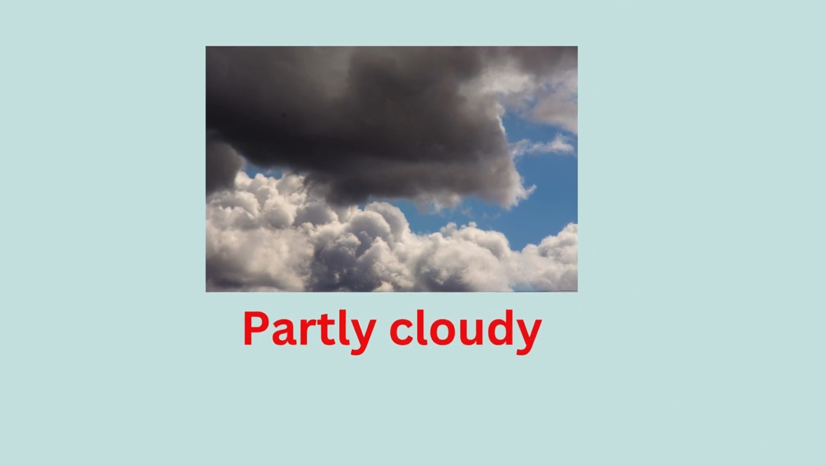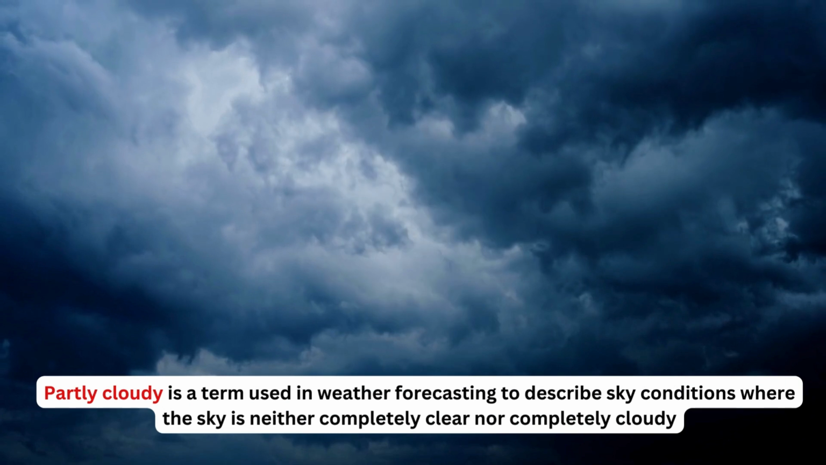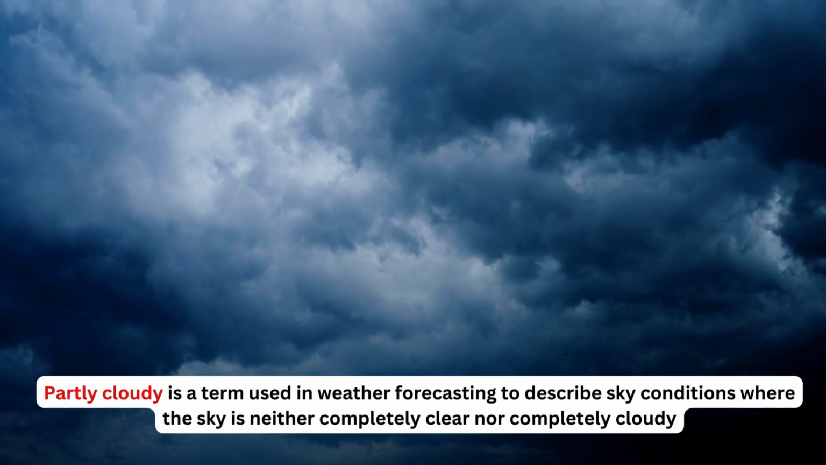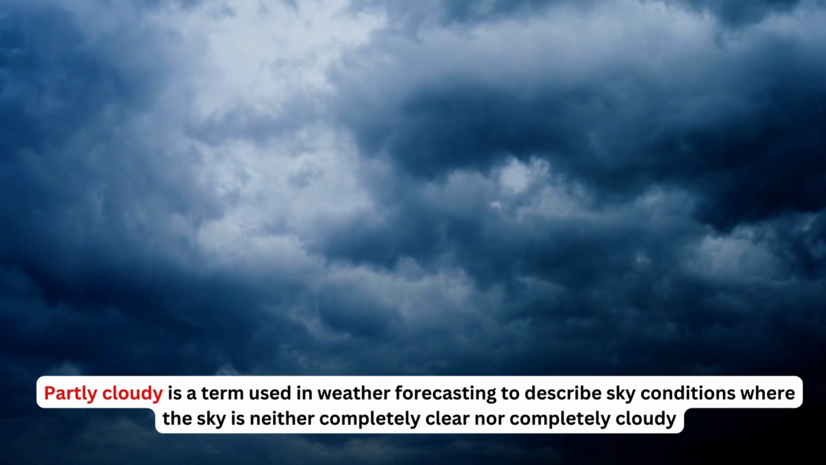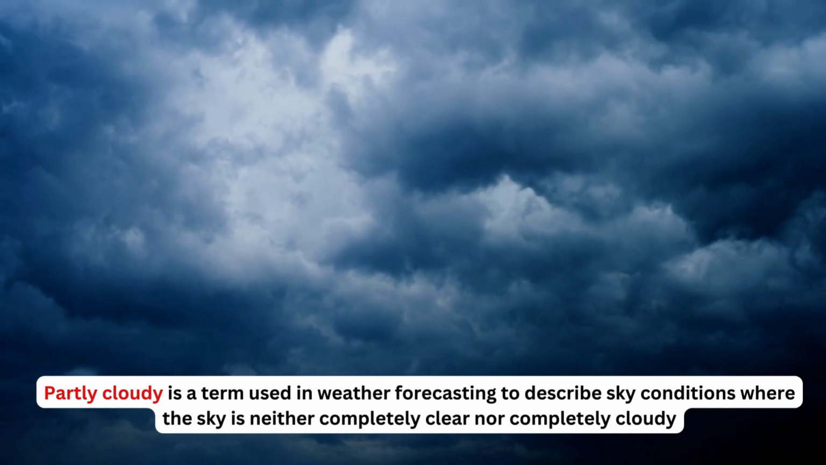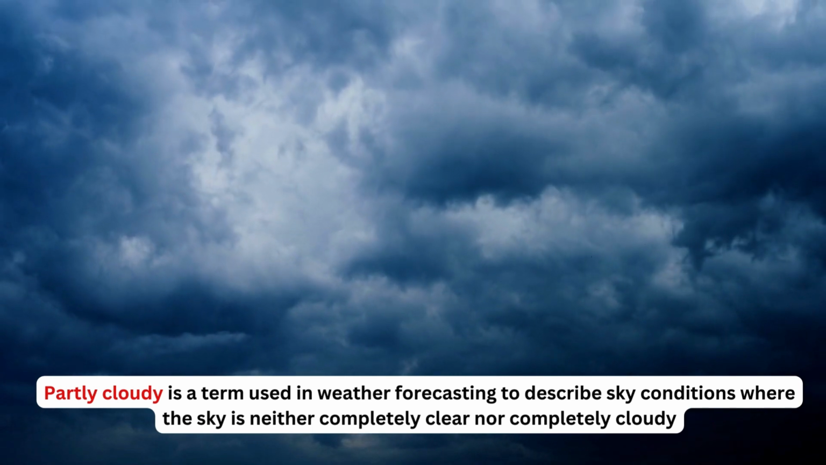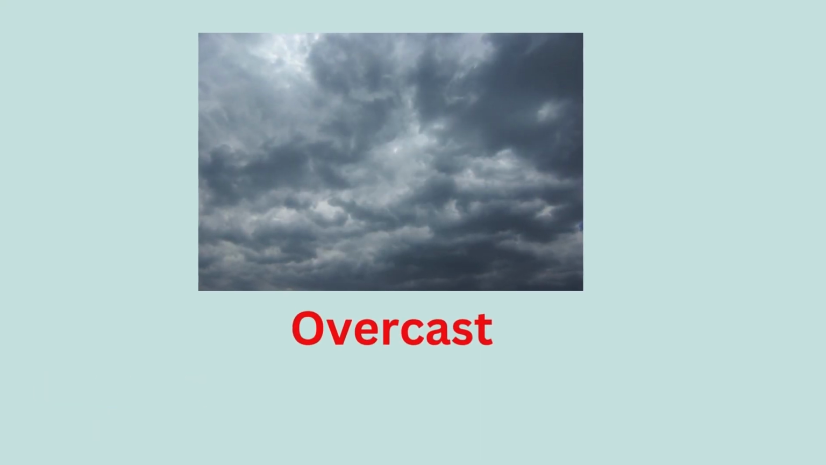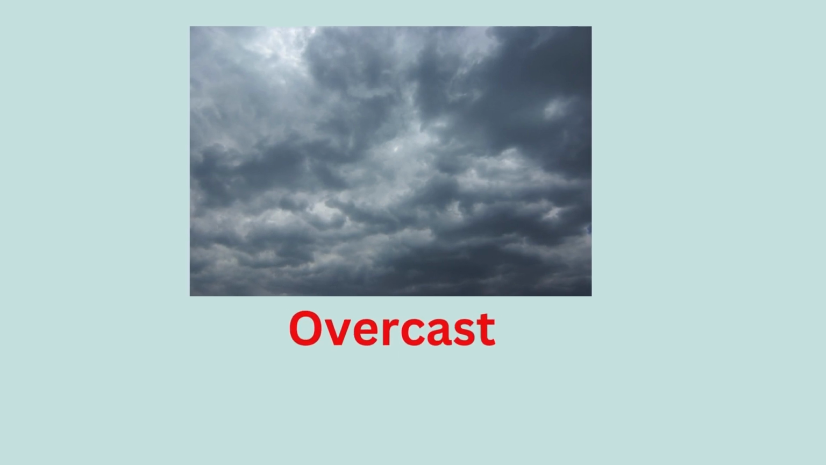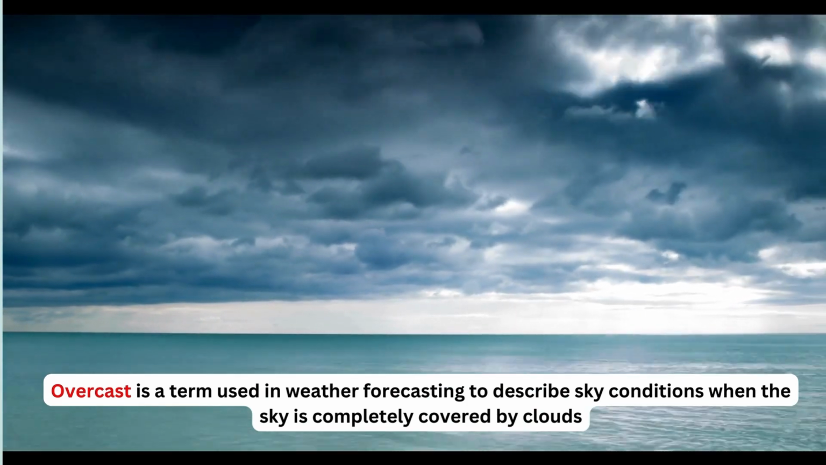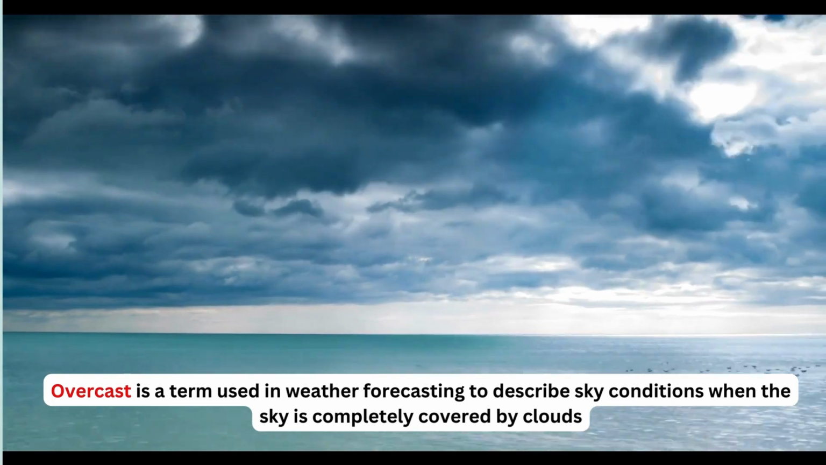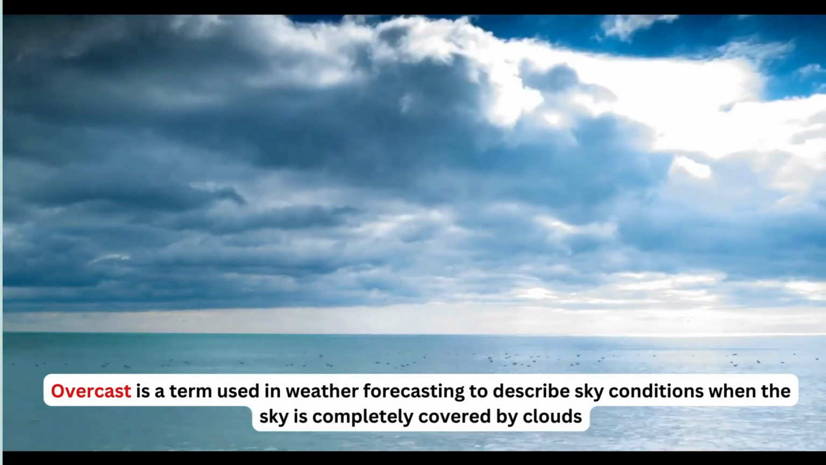Partly cloudy. Partly cloudy is a term used in weather forecasting to describe sky conditions where the sky is neither completely clear nor completely cloudy. Overcast. Overcast is a term used in weather forecasting to describe sky conditions when the sky is completely covered by clouds.